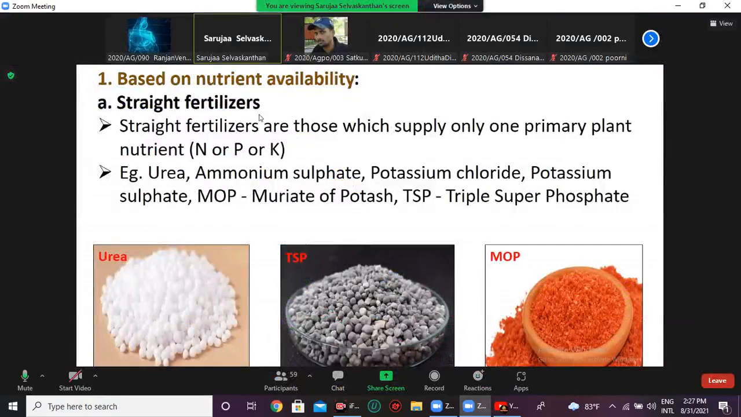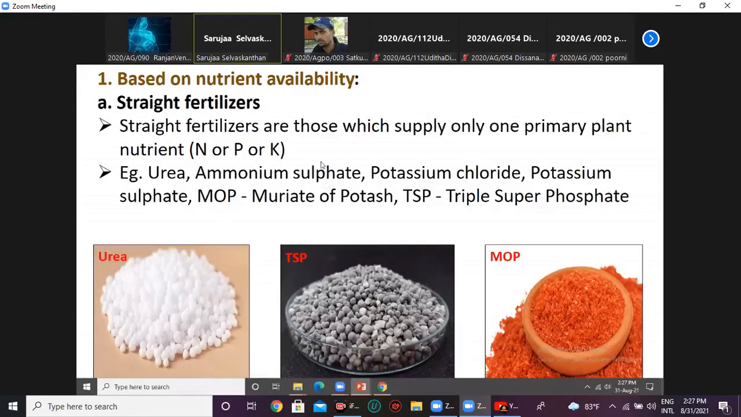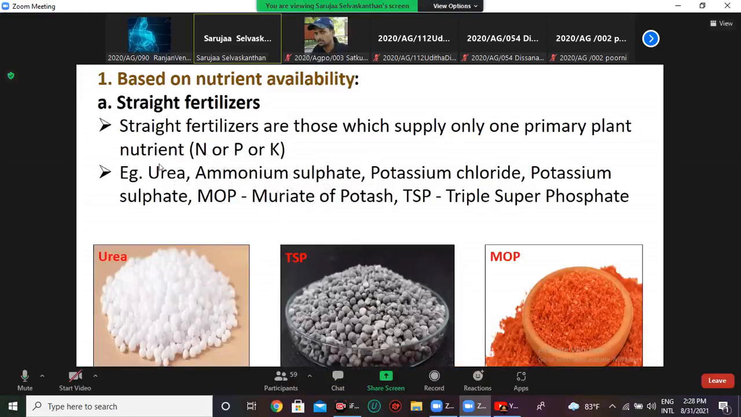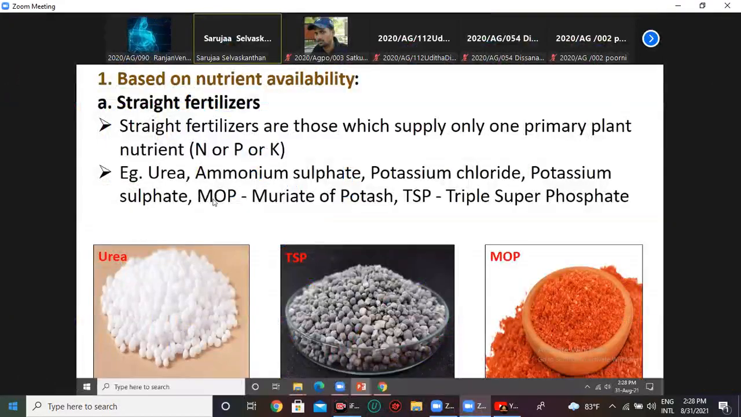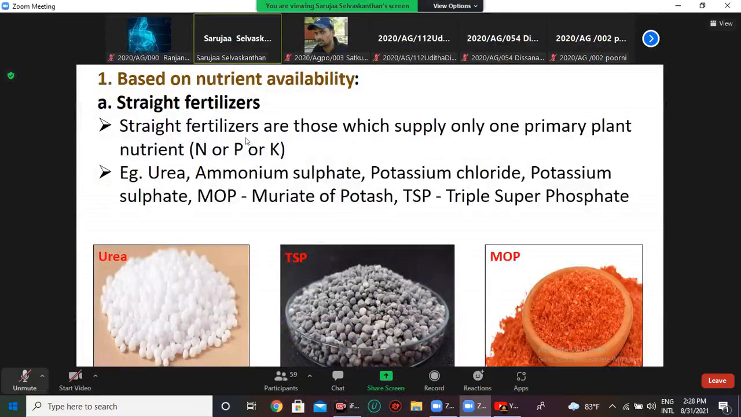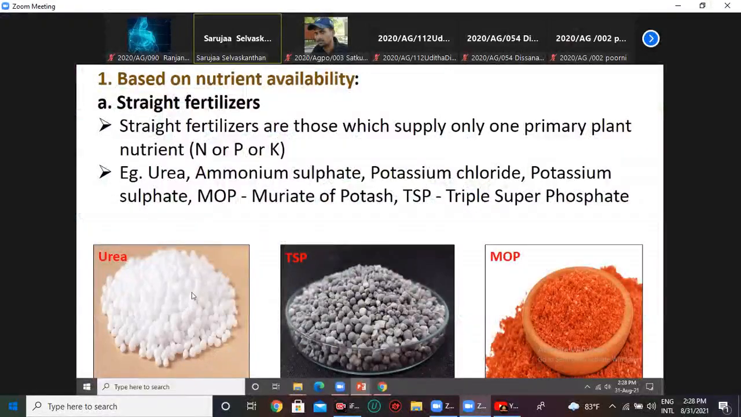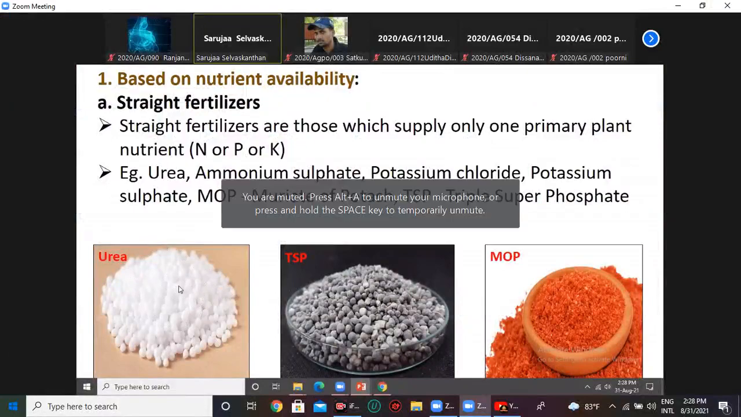Understand or not? Understand. Yeah, can you understand? Okay. Then urea, ammonium sulfate, potassium chloride, potassium sulfate, and MOP and TSP. You must know two or three examples for one fertilizer. Okay, that is enough. But in your spot exam, you must identify the fertilizers. You need to identify what color the fertilizer is, and all the things.